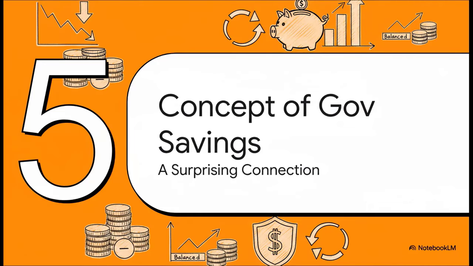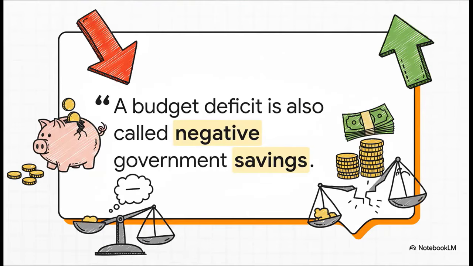Okay, so now we get to a really cool idea that kind of changes how you think about all this. These three states we just talked about, deficit, balanced, and surplus, they have another name. It's called government savings. This is the absolute key concept right here. A budget deficit isn't just some abstract accounting term. It's a direct reflection of the government's saving habits. It shows you the economic reality of what's happening.